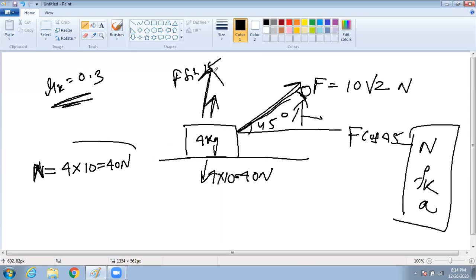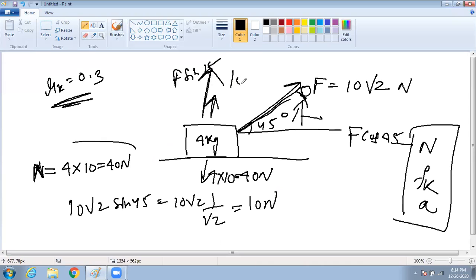So what is the upward force? F sin 45. F sin 45 is how much? 10 root 2 sin 45 is equal to 10 root 2 divided by root 2. That is equal to 10 Newton. So upward there is a 10 Newton force. Clear? And downward there is a 40 Newton.